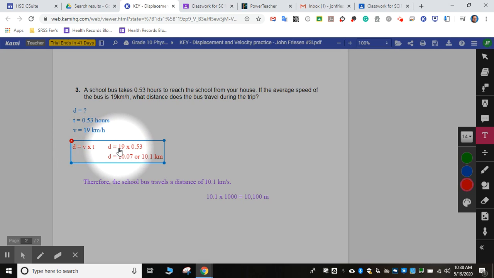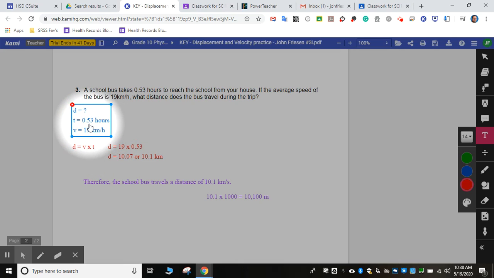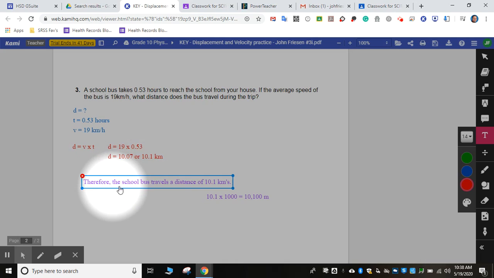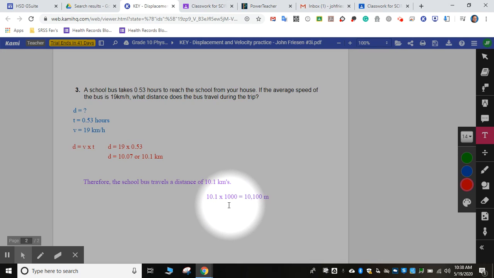So D is equal to 19 kilometers per hour velocity times the time, 0.53 hours. So we get 10.07, or in other words, 10.1 kilometers. Therefore, the school bus travels a distance of 10.1 kilometers. If we were going to convert that to meters, all we do is multiply it by 1,000. There are 1,000 meters in a kilometer, and so we multiply 10.1 times 1,000, and we get 10,100 meters.